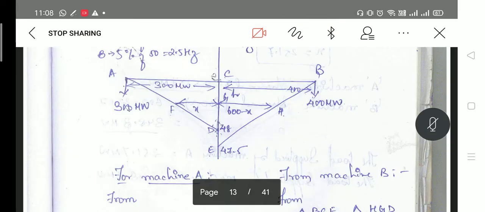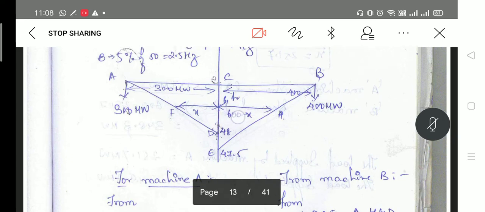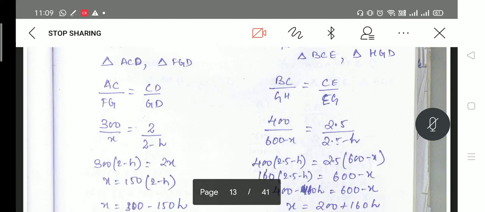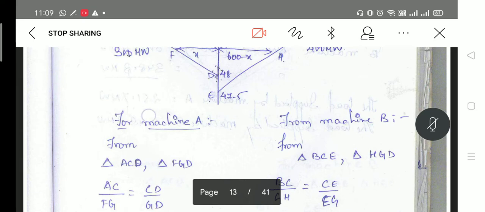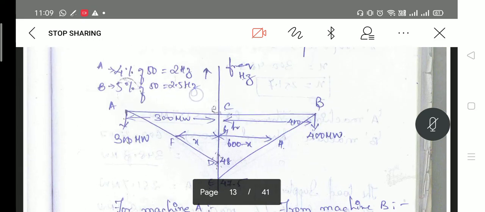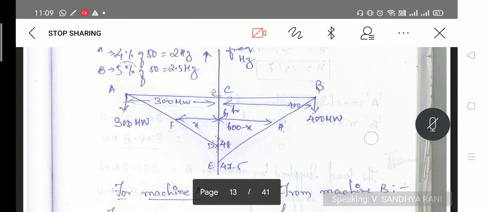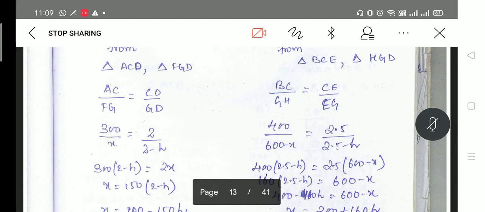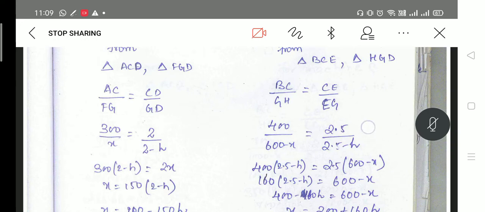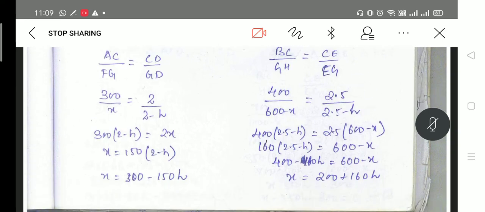Here BC value is 400 and GH value is 600 minus x. So substitute here 400 by 600 minus x. CE is here 2.5, the drooping frequency is here 2.5 hertz. So I am taking 2.5, and EG is 2.5 minus h. Then after we can cross multiply both.